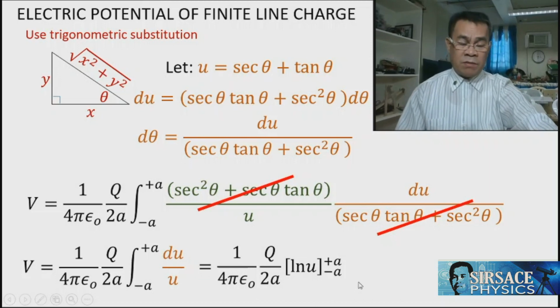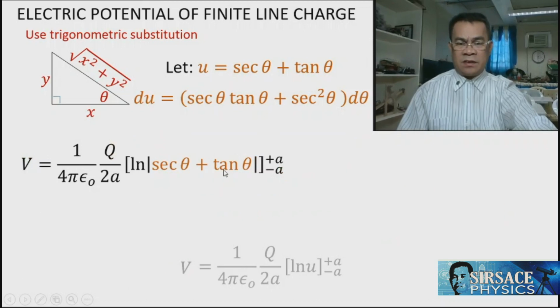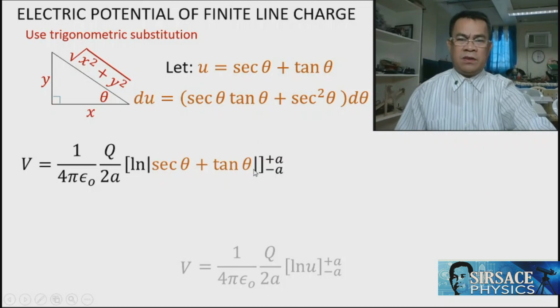Now the problem is, this negative a and a limit is intended for what? It is intended for the y limit, because this is talking about y ranging from negative a to a. So we need to replace u. This u is just a dummy variable, so we substitute again. The u, take note, is secant theta plus tangent theta. So replace this with secant theta plus tangent theta. Here it is. Now I use absolute value because for the natural logarithm, the number should be positive.